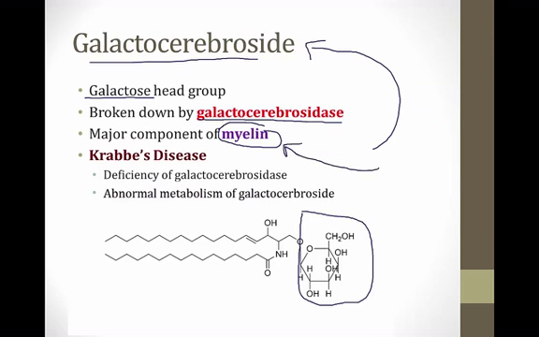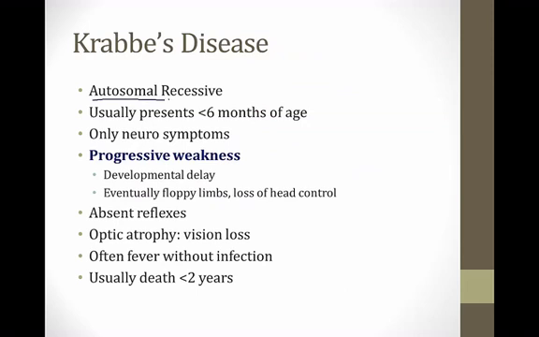The condition that develops when you lack the enzyme galactocerebrosidase is called Krabbe's disease. Krabbe's disease is autosomal recessive like most of the lysosomal storage disorders. It usually presents very young, usually less than 6 months of age. Unlike some of the other disorders we've been discussing, there is no liver or spleen or bone marrow involvement in Krabbe's disease. There are only neurological symptoms.